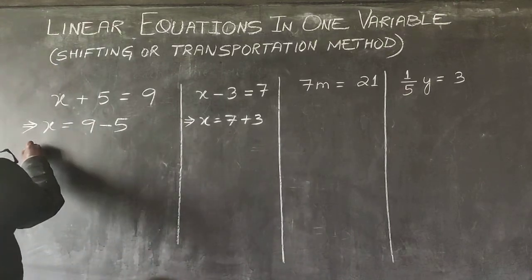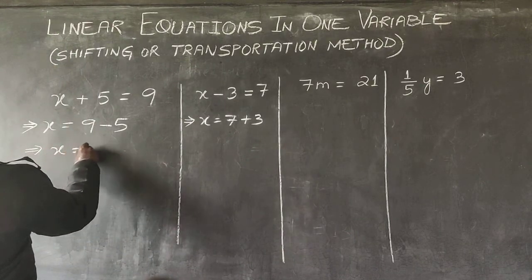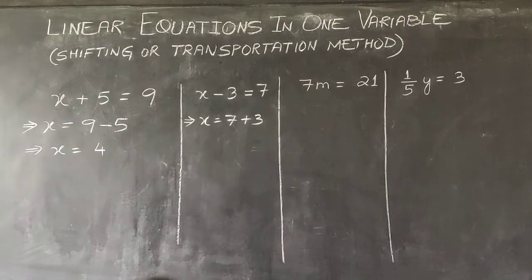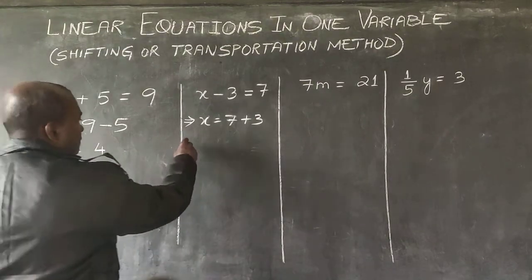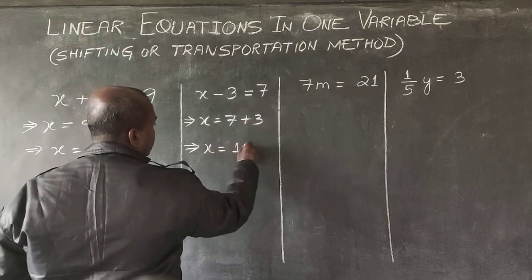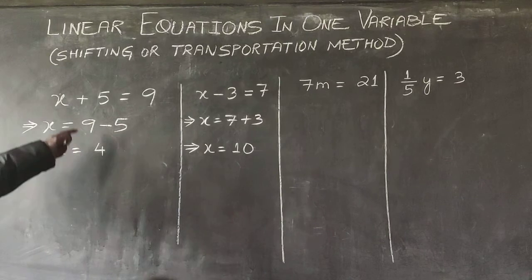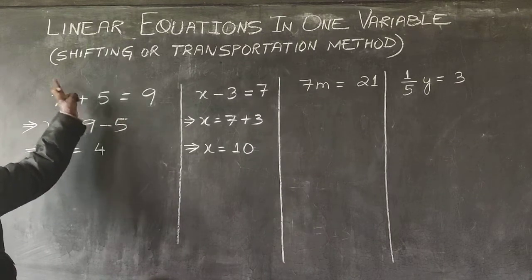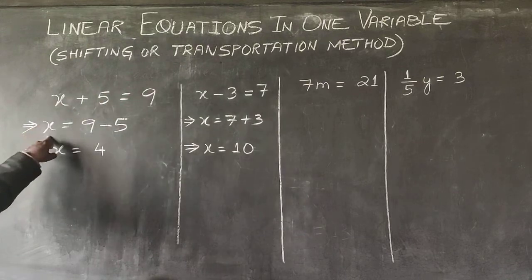Okay? So let's find the value. So x value will be 9 minus 5, 4. Alright. So similarly here also, x value will be 7 plus 3, 10. So if plus 5 is there on the left hand side of equals to sign, that plus 5 will go on the other side. In that way, x becomes isolated, alone.